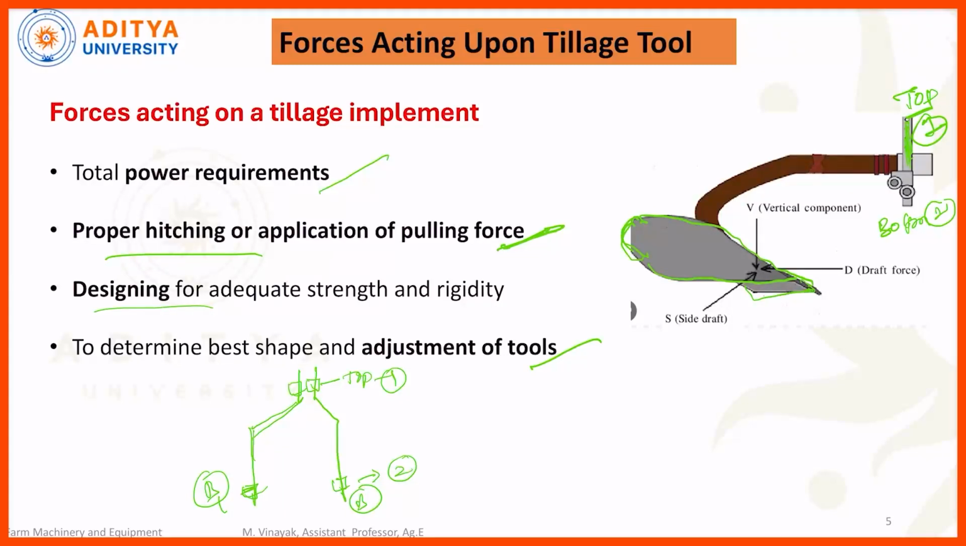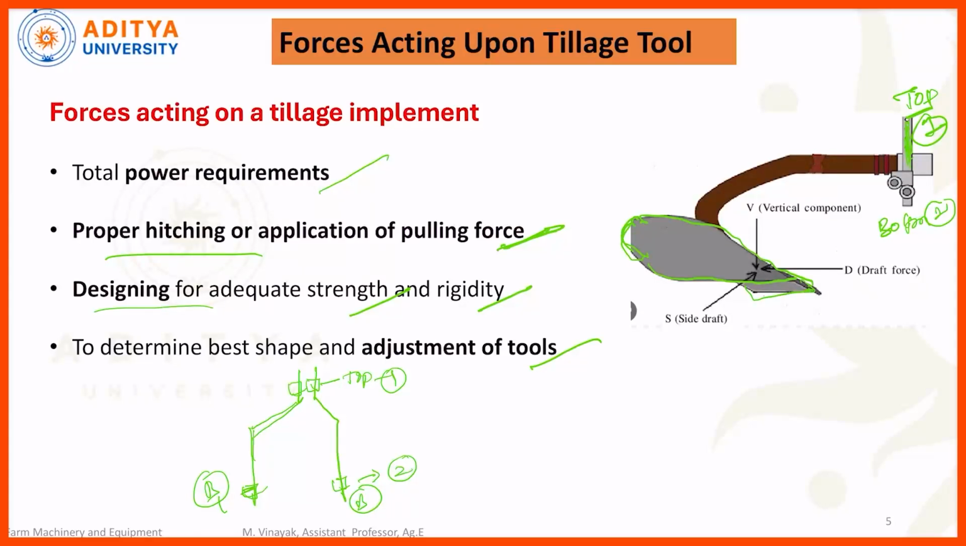Some of the carbon percentage is also included during the process of fabrication, during the process of preparing the moldboard plow. So how much material we need to use for the construction of the moldboard plow is also very important. That's why we design for adequate strength and rigidity. How much strength it will have for the ploughing operation.